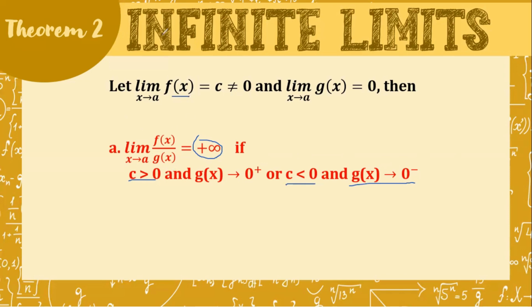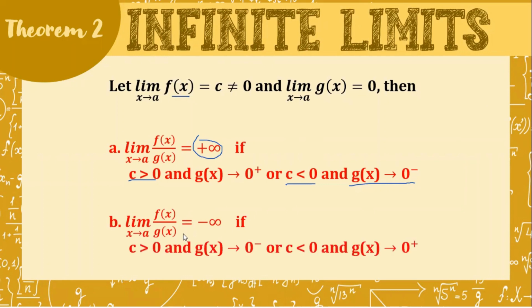Okay, now we can also say that a limit is negative infinity if your c is greater than 0 but your g of x approaches 0 minus, then the result is negative infinity. Or if your c is less than 0 and your g of x approaches 0 plus, then again the result is equal to negative infinity.